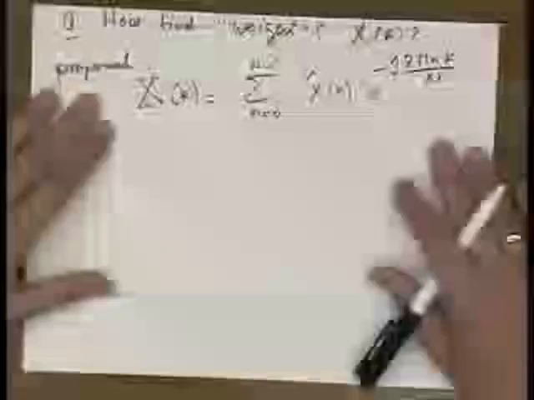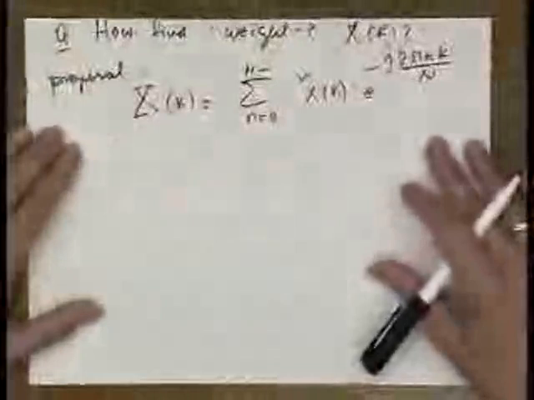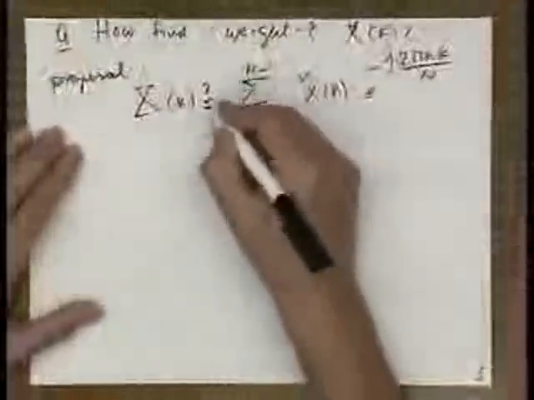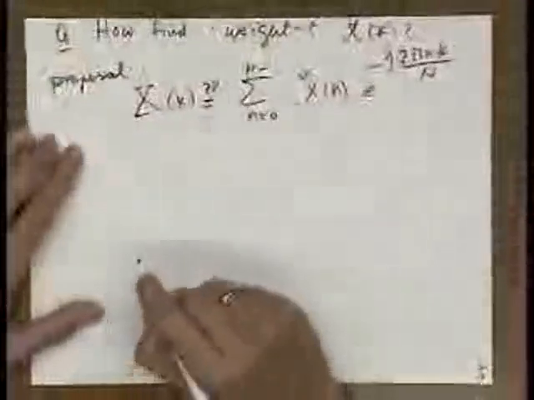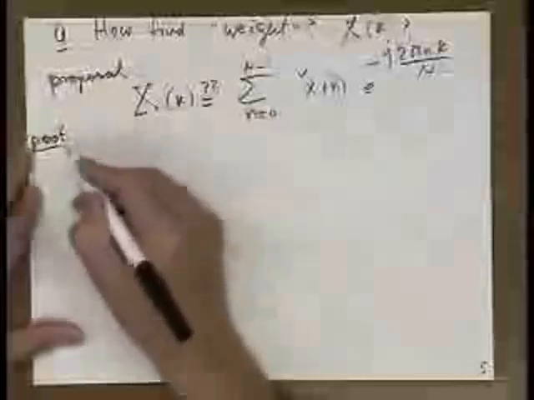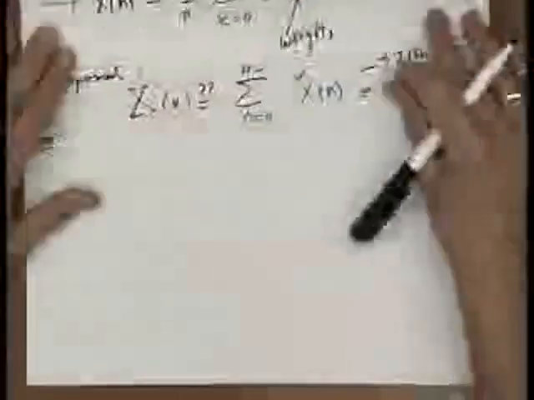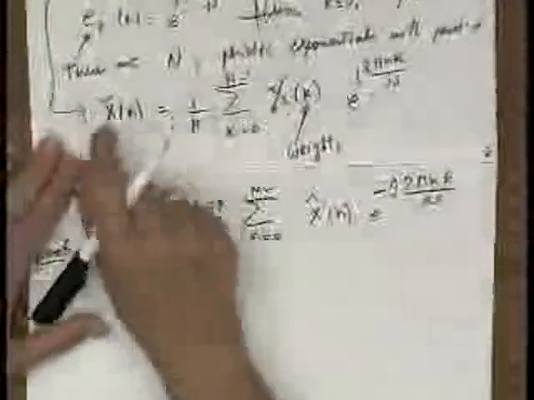But that is my proposal, and you shouldn't take it at face value, you should ask me, is that really true? Does that really work? Yeah. And the proof of it is very, very simple. Plug this proposal that I have for x of k into this and see if you get x tilde of n back.